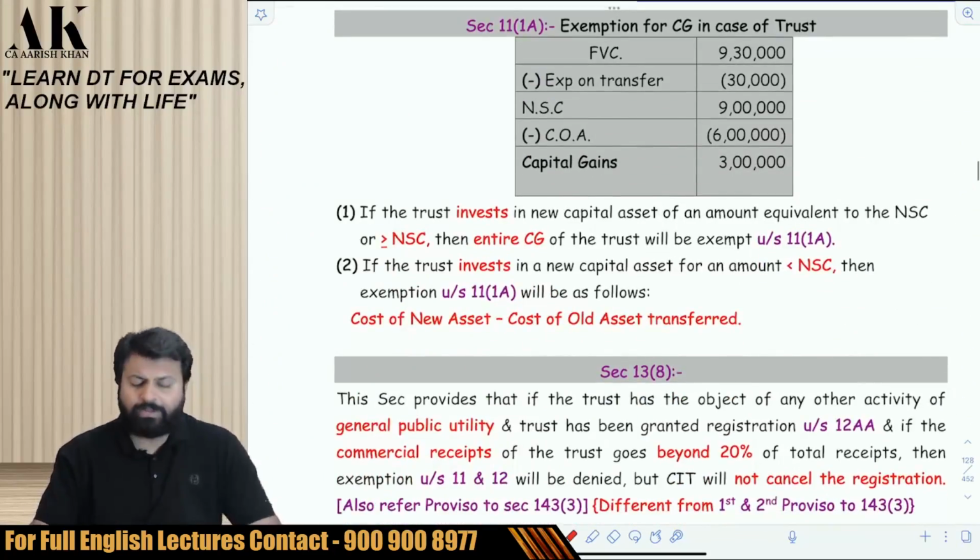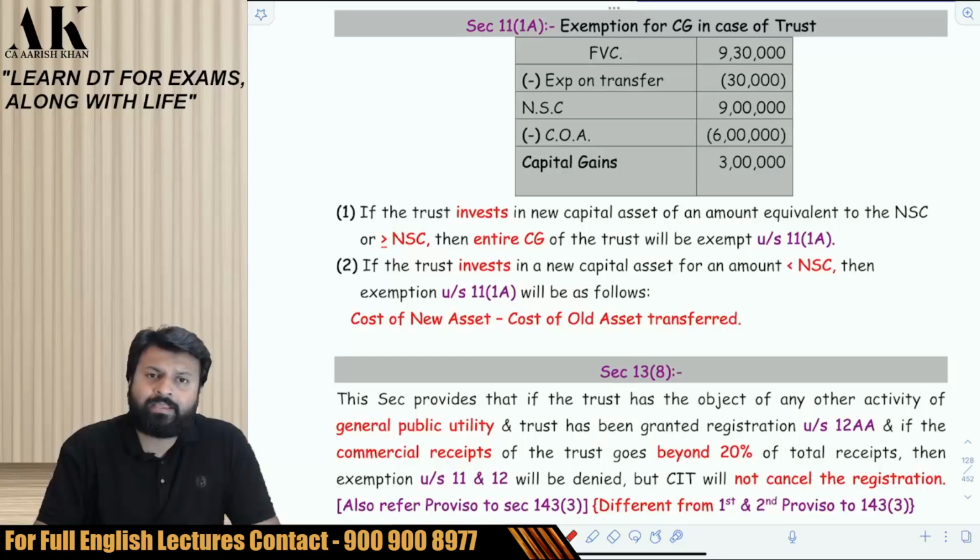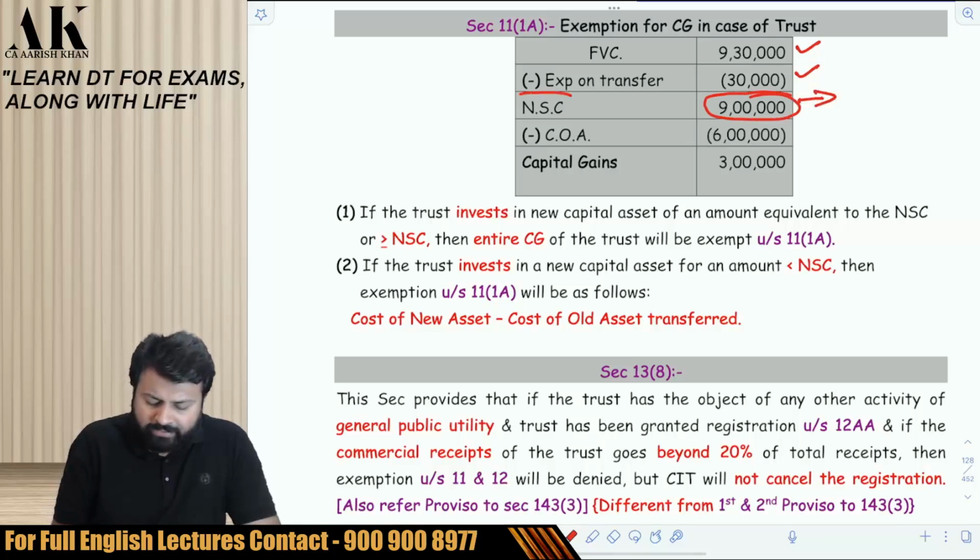Okay. Now coming to the next point, section 11(1)(a), exemption of capital gains for trust. How a trust will claim exemptions of capital gains. Listen carefully. Suppose this is FVC, this is expenses on transfer, this is net consideration. Keep this thing in mind. And this is cost of acquisition, this is capital gains.